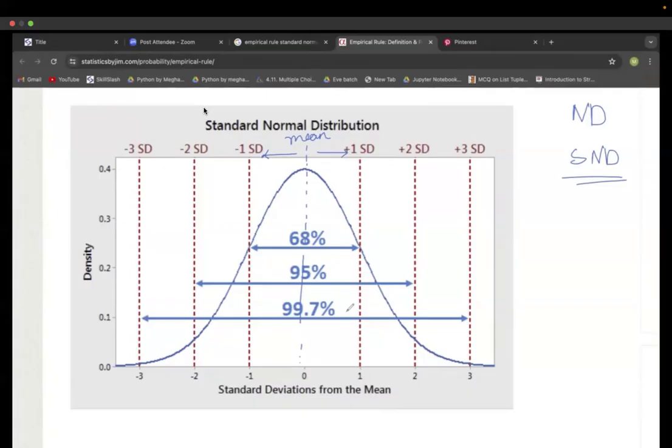68% is going to fall under the first standard deviation. 95% is going to fall in the second standard deviation. And the third is 99.7%. Which two values were we picking for the CI, guys? 95 and 99. Getting it?